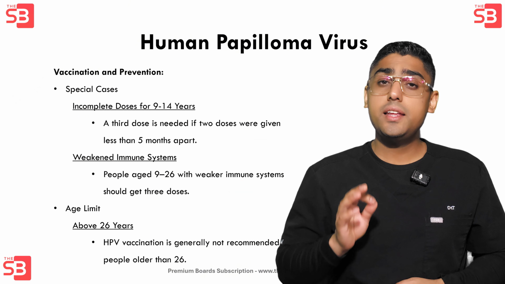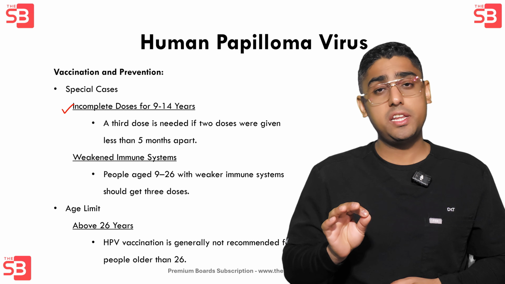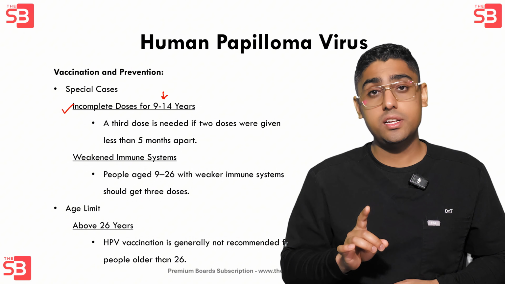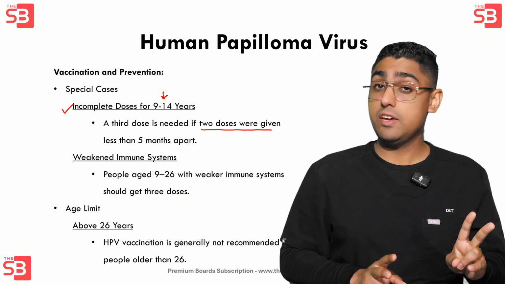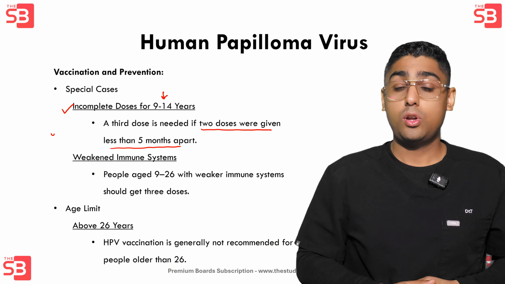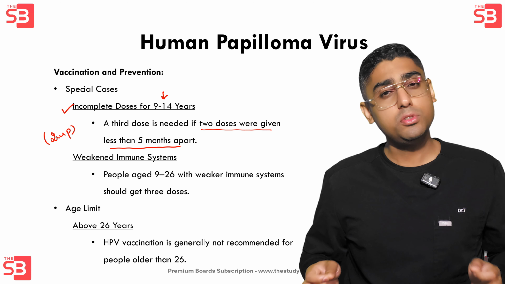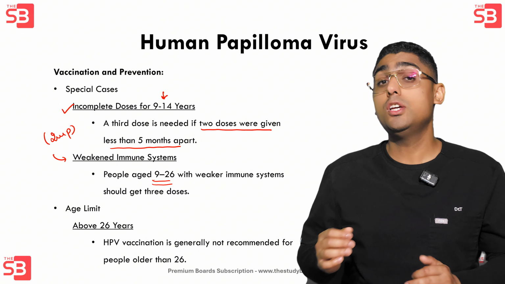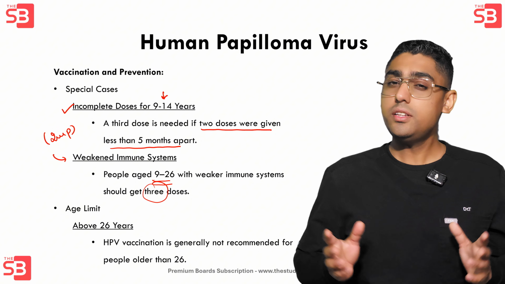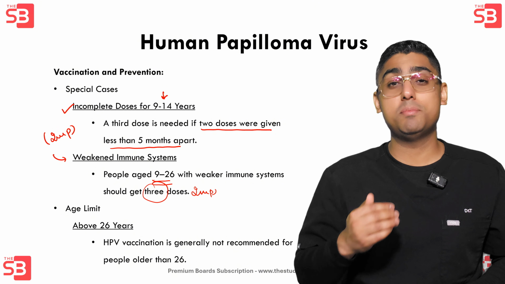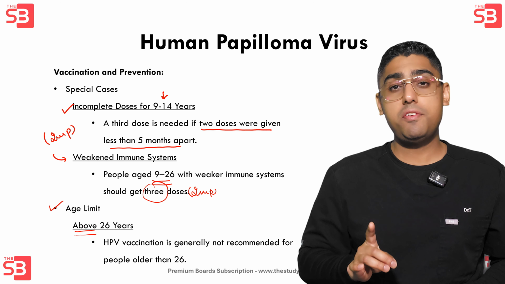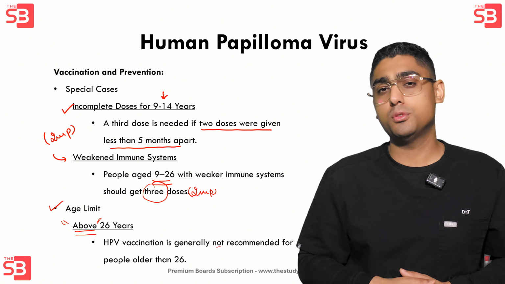Now, there are some special cases as well. In case there is an incomplete dosage that has been given for ages 9 to 14, then a third dose is needed if the 2 doses were given less than 5 months apart. Those individuals who have a weakened immune system, in the age of 9 through 26, should also get 3 doses. Now, another question that they can ask you is, what is the age limit? Anyone who is above the age of 26 years, HPV vaccination is generally not recommended for those individuals.